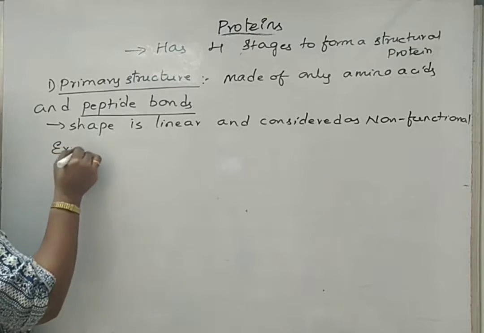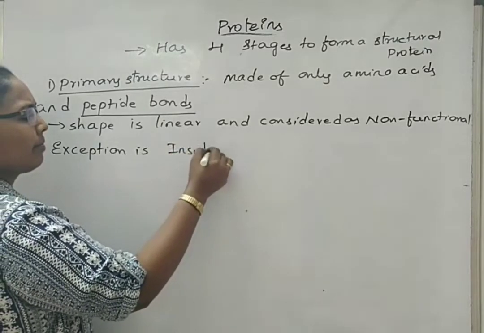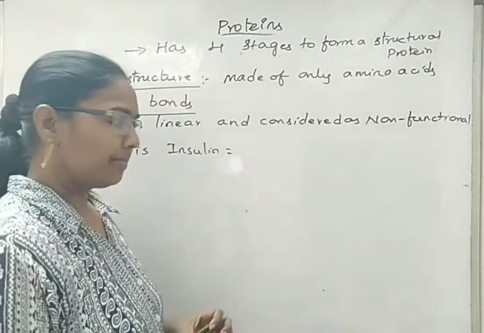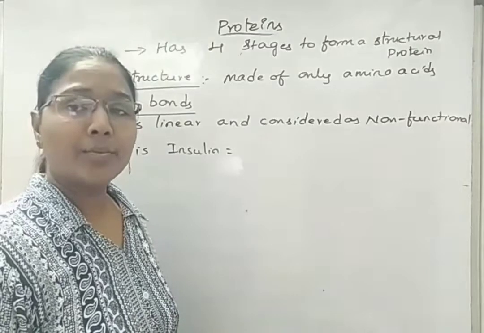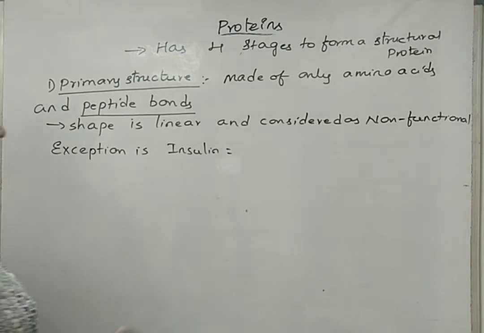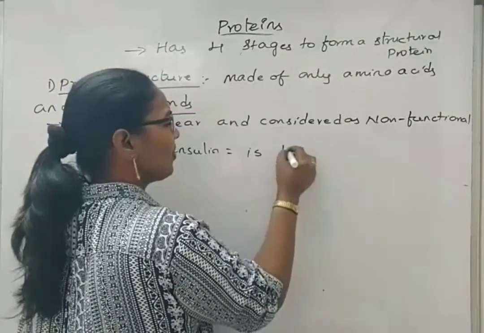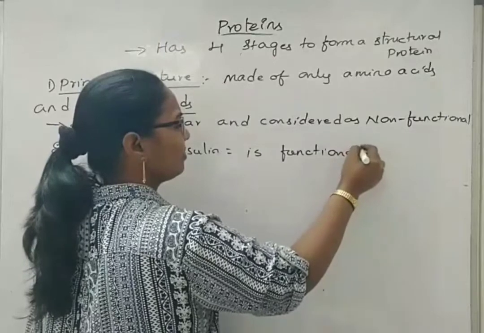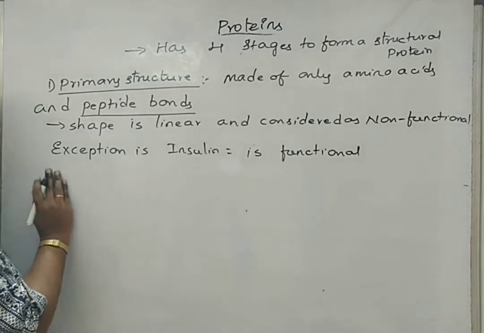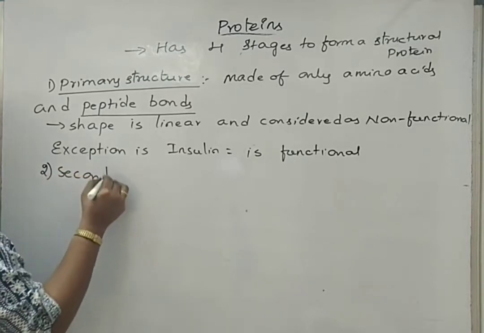But there is an exception. The exception is insulin. Insulin is nothing but the primary structure of the protein, but still it is functional. It is responsible for decreasing the glucose levels in the blood of human beings or animals. Insulin is functional in its polypeptide or primary structure form. Next one, secondary structure of protein.